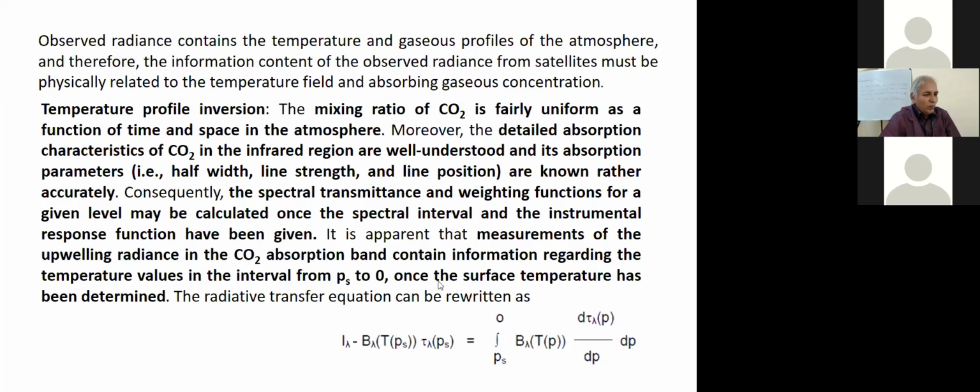Now, this is the equation. I have taken the surface contribution to the left hand side. Assume that I know the surface temperature, then I can calculate the Planck blackbody radiance for a given wavelength, let's say 15 micrometer. I know the measured radiance from the radiometer. Transmittance I can also calculate for a blackbody. So this is a known quantity. Now, this quantity d tau by dp, let us look at what it tells.